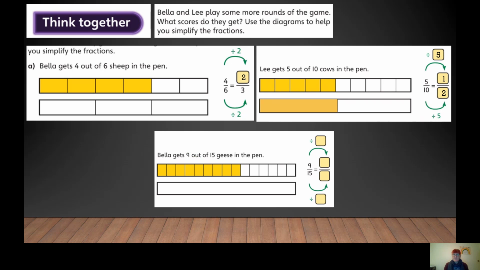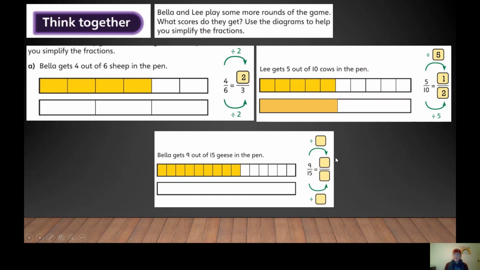Bella gets 9 out of 15 geese in the pen. And we have our representation here. Out of a possible 15 equal parts, each part worth 1/15. There's 9 represented by the 9 geese that she gets successfully into the pen.